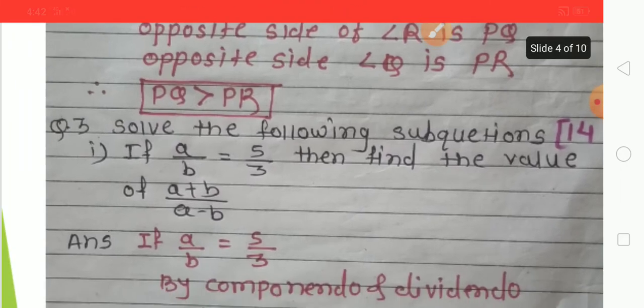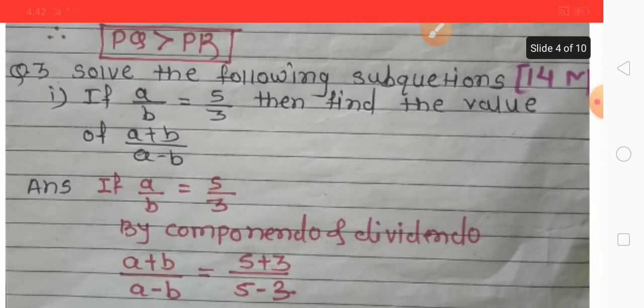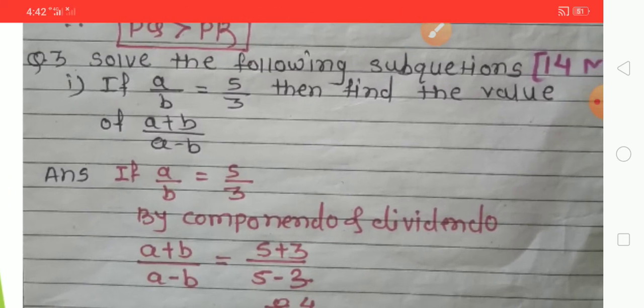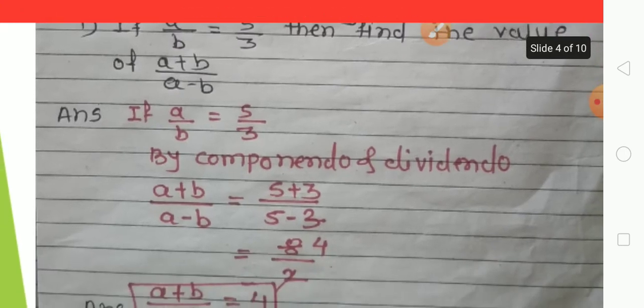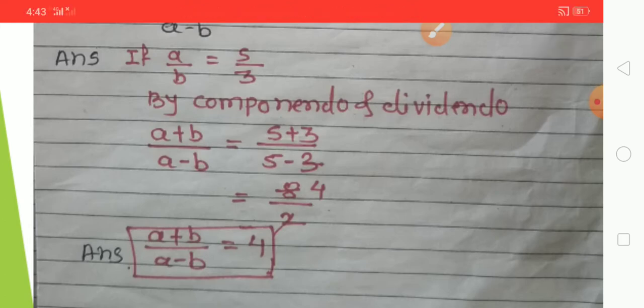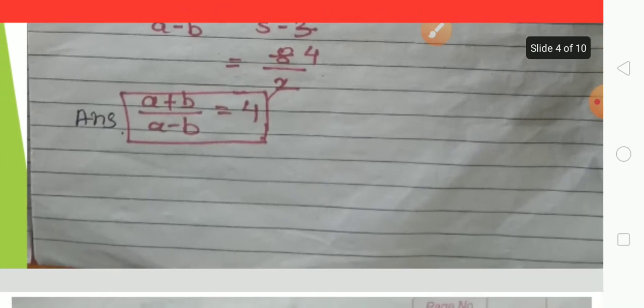The next question 3: solve the following sub-questions. There are 14 marks, so 2 marks each for 7 questions. If a upon b is equal to 5 upon 3, then find the value of a plus b upon a minus b. If a upon b is equal to 5 upon 3, by applying componendo and dividendo on both sides, right side as well as left side, a plus b upon a minus b is equal to 5 plus 3 upon 5 minus 3. So that is 8 upon 2. Dividing 8 by 2, we get 4. So a plus b upon a minus b is equal to 4.